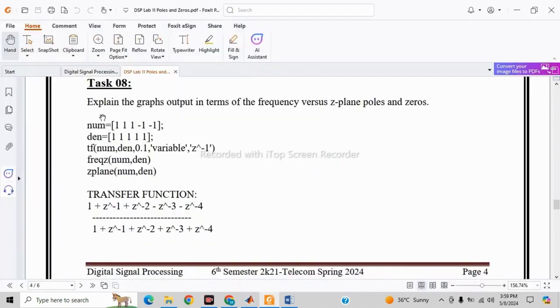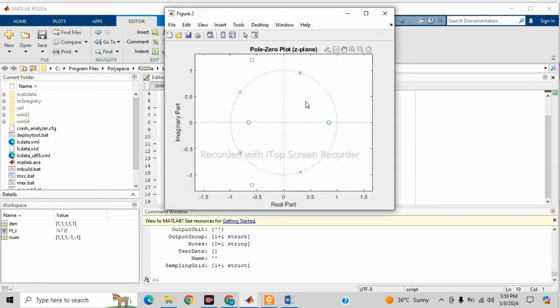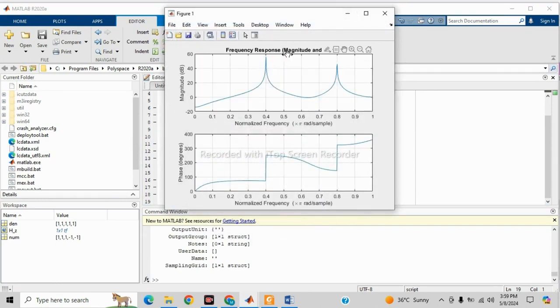Next we have task number 8, explain the graph's output in terms of the frequency versus z-planes, poles and zeros. This is the code, and the MATLAB code is here, and the output for this task is here. Here's the pole zero plot for this task, and this is the frequency response for this task.